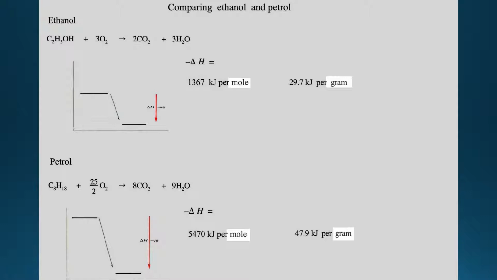Mole and gram. Look at the gram. Ethanol, 29.7 kilojoules per gram. Petrol, 47.9 kilojoules per gram. The result: which one wins? Still petrol wins. But does it win by that big 3 times margin? No, it wins, but not by that much. So students, you realize kilojoules per mole and kilojoules per gram give different results. Now we're going to learn more.